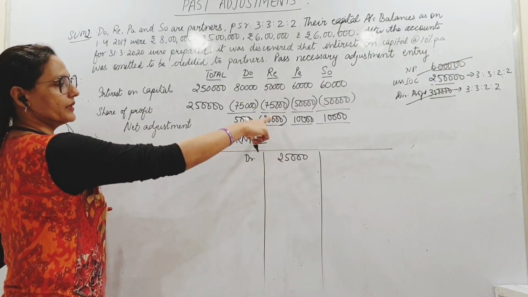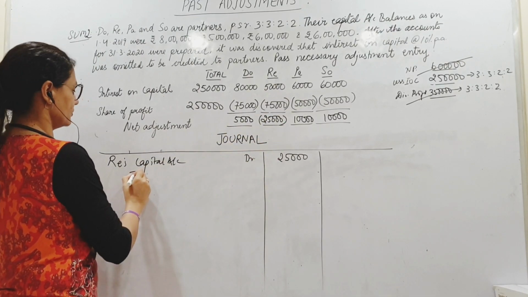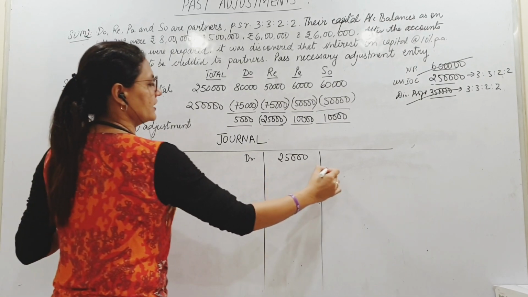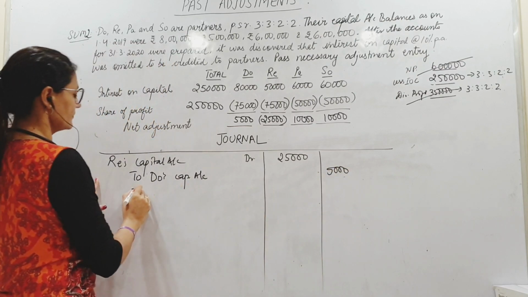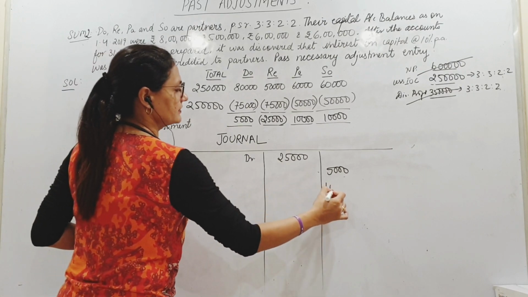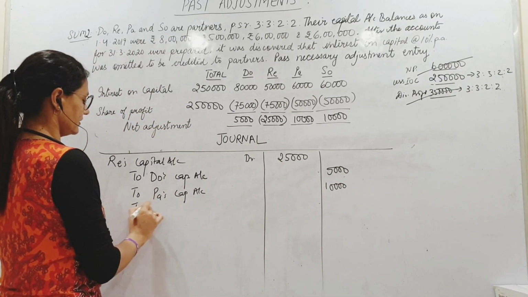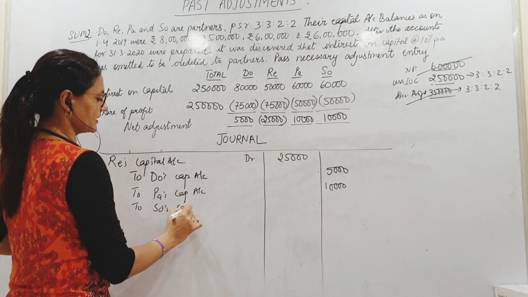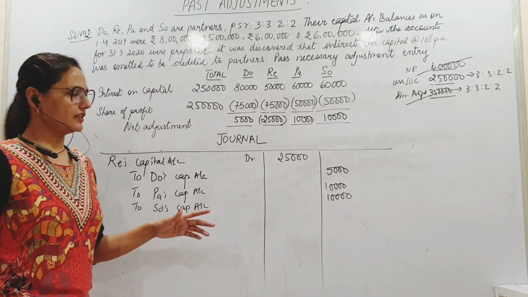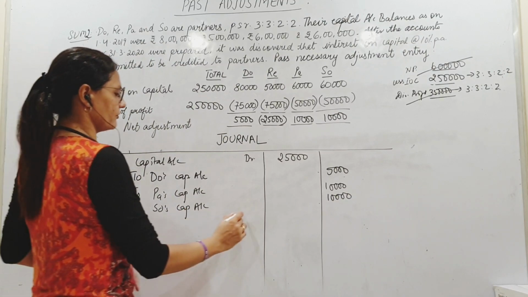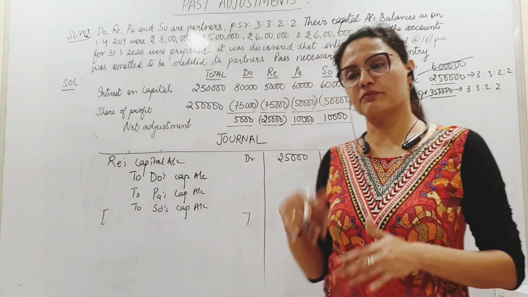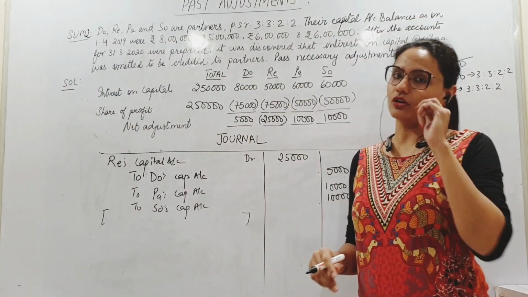So Raj's capital account, 25 taken, now give it back. Whom do I give to? To Ram's capital account I have to give 5,000. To Paas's capital account I have to give 10,000, and another 10,000 to Sourav's capital account. And the narration is the same: being the wrong distribution of profit, now rectified. Narration is a must. That comes with the format of the journal, so do not miss out on that.